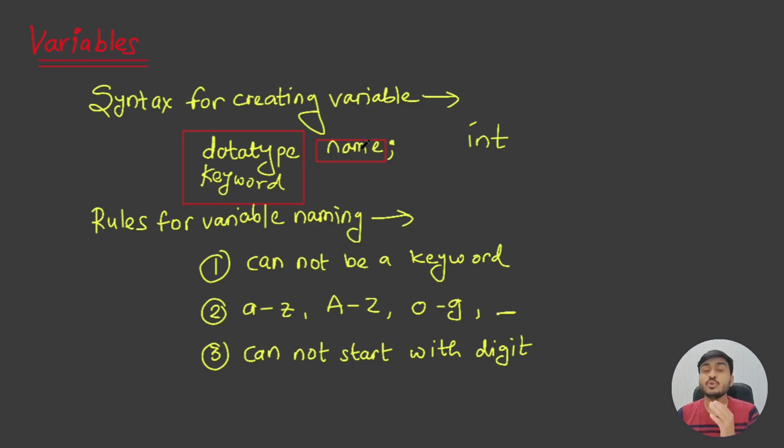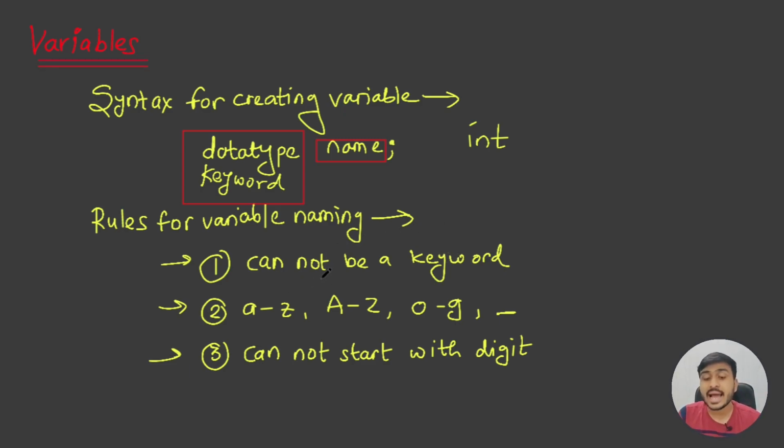Now there are a few rules when it comes to naming a variable. This is very important. You cannot give any random name to the variable. There are a few rules that you need to follow. So let's quickly discuss the rules that you need to follow when creating a variable. I have listed 3 rules over here. You have to follow these 3 rules in order to create a variable name. So let's start with the first rule.